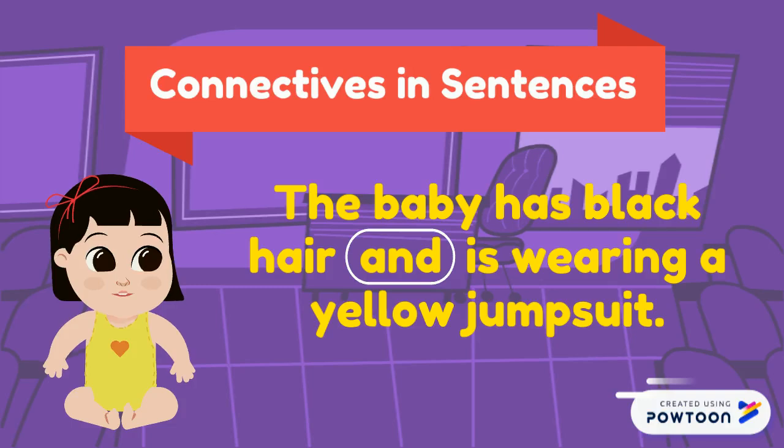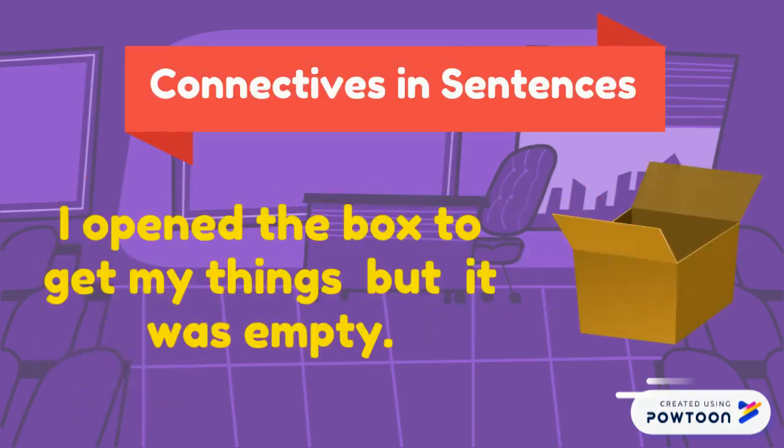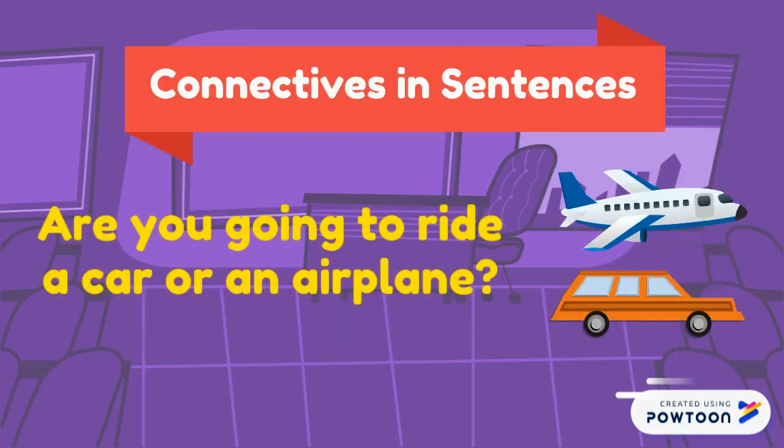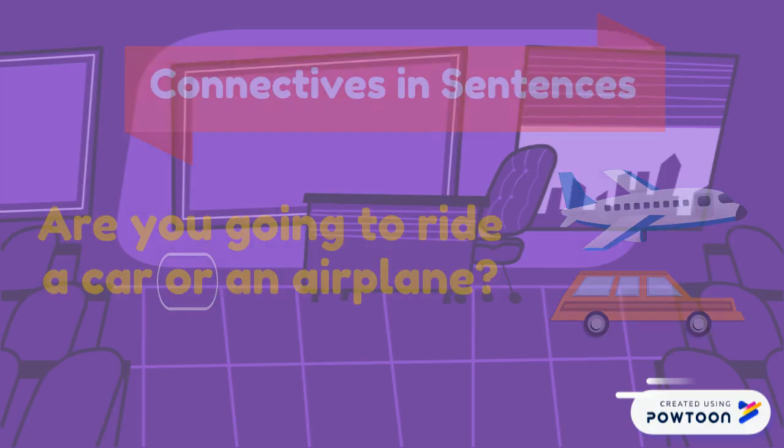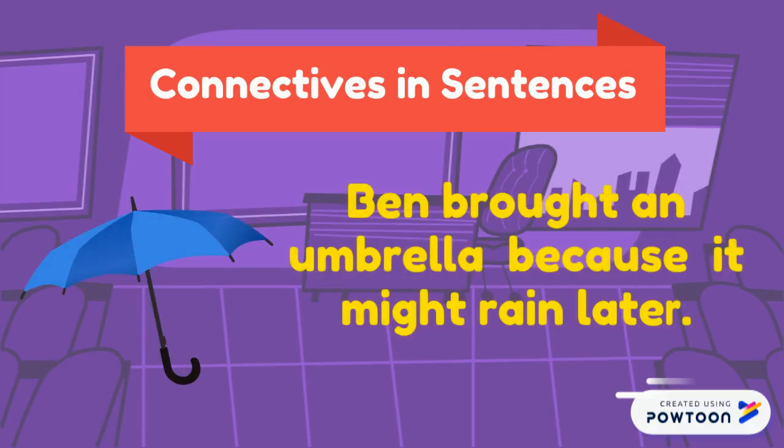In this sentence, the word and connects two ideas about the baby. Here, the word but connects two contrasting ideas about the box. Here, the word or joins two choices or options. Here, the word because joins the reason why Ben brought an umbrella.